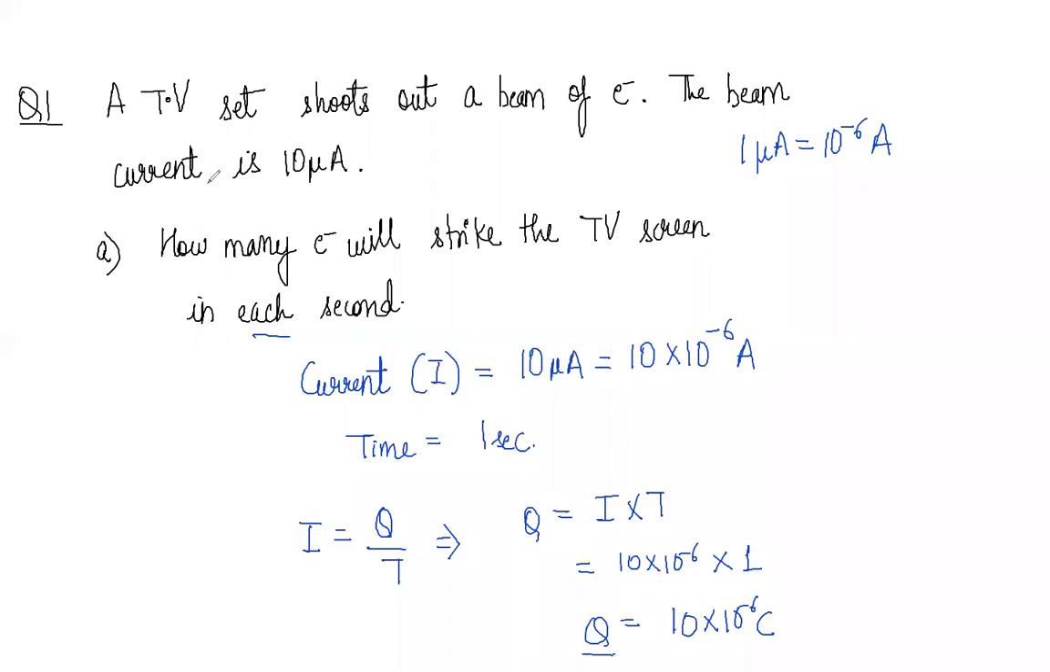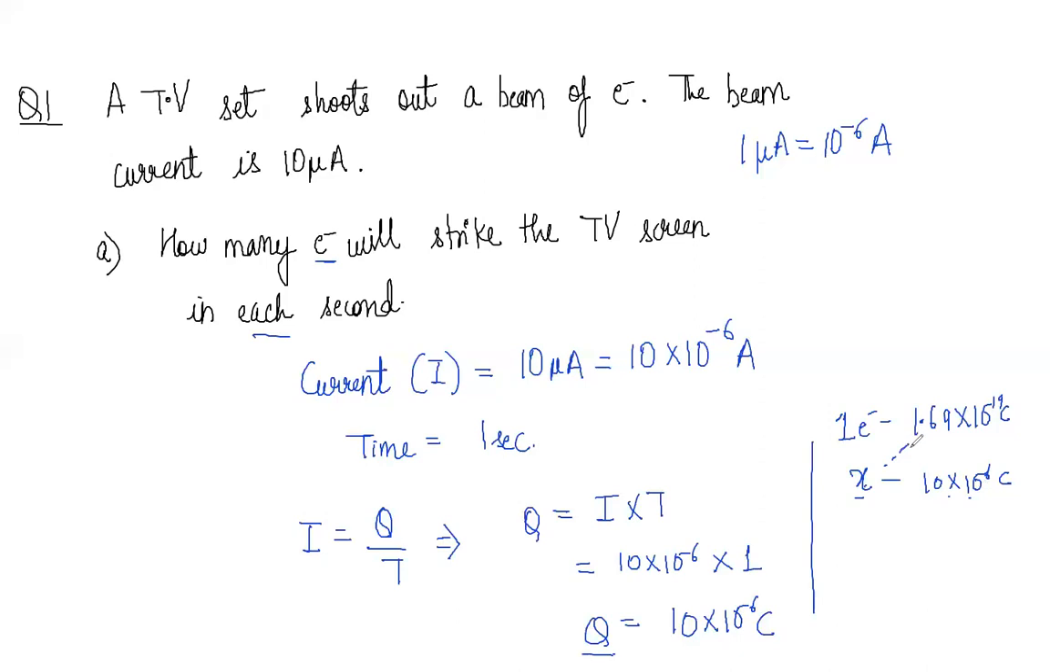But we have to find the number of electrons. As I know, the charge on one electron is 1.69 into 10 to the power minus 19 coulomb. So this amount of charge, 10 into 10 to the power minus 6 coulomb, will be on how many electrons? That will be on x electrons. So I have to find the value of x. How many electrons will have the charge of 10 into 10 to the power minus 6 coulomb?